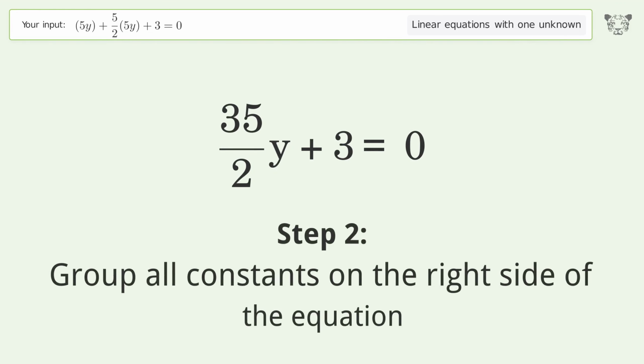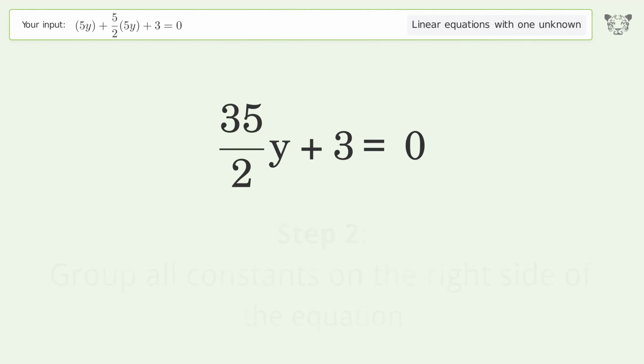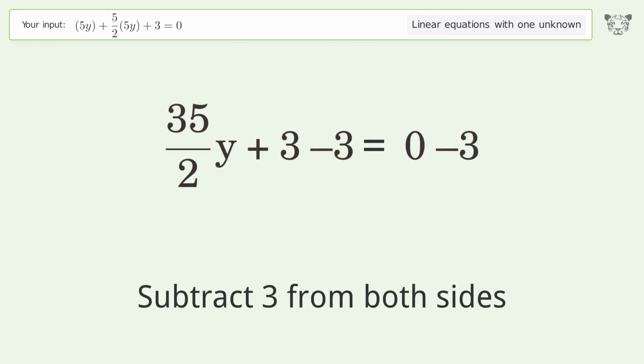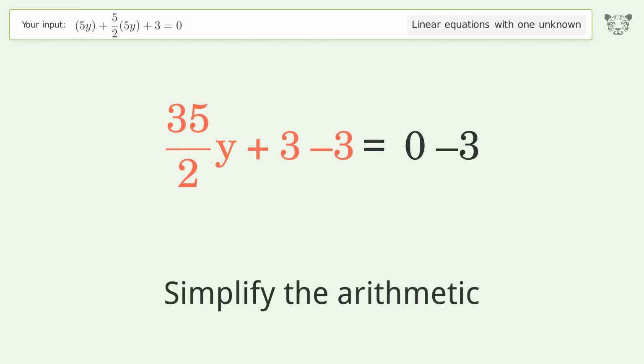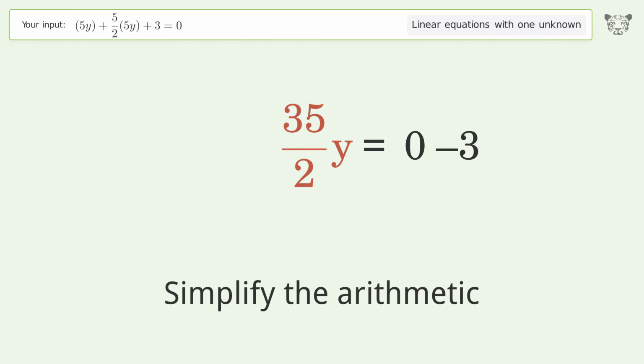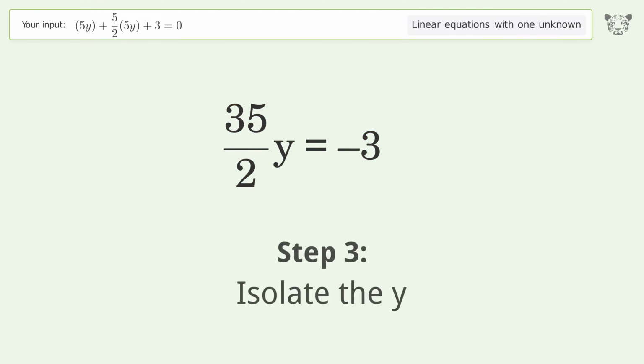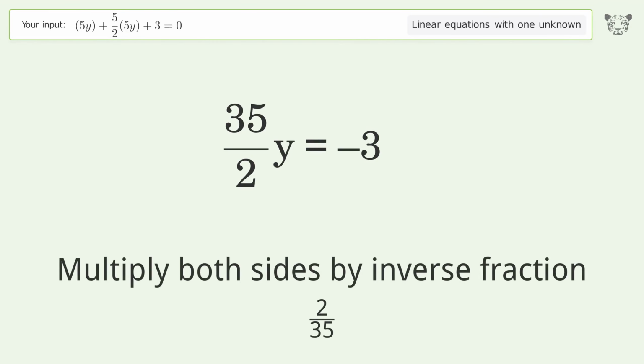Group all constants on the right side of the equation. Subtract 3 from both sides. Simplify the arithmetic. Isolate the y. Multiply both sides by inverse fraction 2/35.